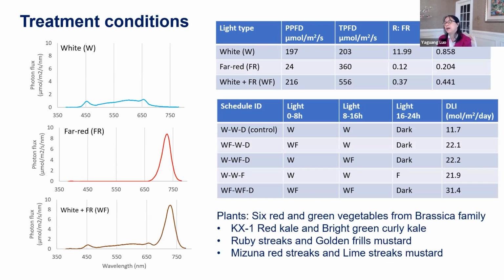So some of them have WWD, which is white, white, dark, versus WFD, which is white plus far red, followed by dark, and vice versa. And because we were interested in the color and the phytonutrient, we purposefully selected 6 vegetables from the brassica family, representing 3 red and 3 green.